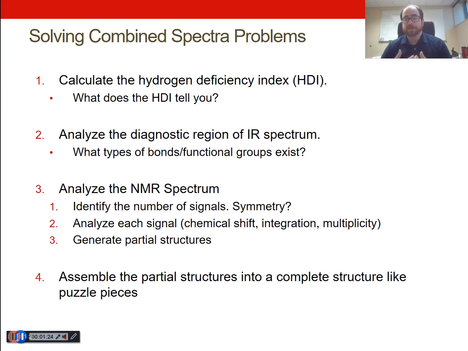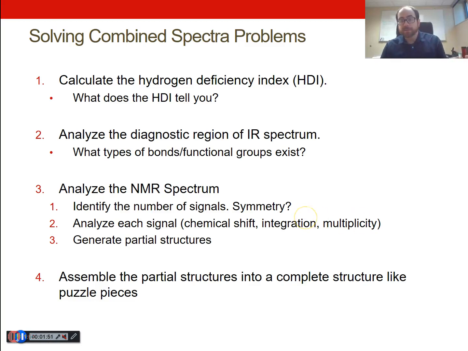Then lastly, I'm going to take a look at the NMR spectrum. First, identifying the overall number of signals and identifying whether my entire molecule has a plane of symmetry or if there's certain points of symmetry that exist within my molecule. Then I'm going to analyze each individual signal, taking a look at the chemical shift, the integration, and the multiplicity. The multiplicity is important here to find essentially the connectivity of my various different atoms.